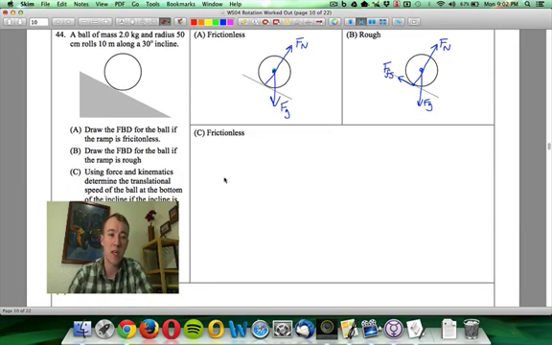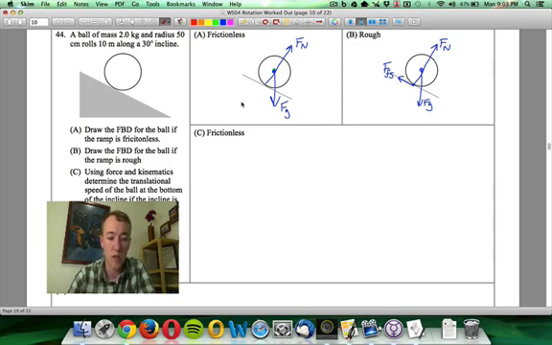Now part C says, using force and kinematics, stuff back from September, October, November, determine the translational speed of the ball at the bottom of the incline. We could probably actually do this with conservation of energy, but it tells us to do force and kinematics, and so we're imagining the ball just slides down frictionless. It doesn't even have to be a ball, it could be a block because there's no friction, it's not rolling, it's just going to slide down. In order for it to roll, there would have to be friction.